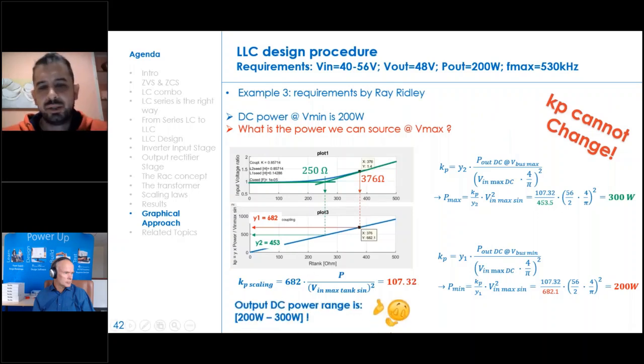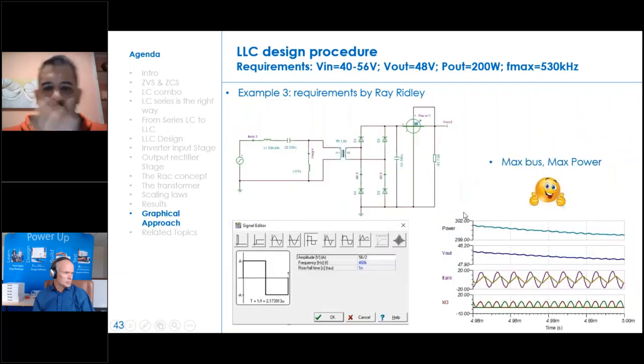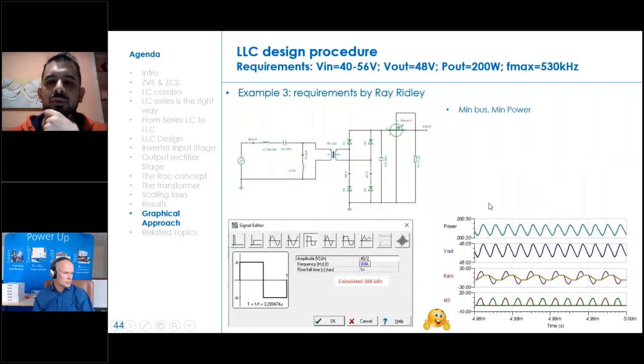So the output power range is this one. So here is the simulation at maximum bus, maximum power. You can see it's 300 watts. Perfect condition on both zero voltage switching and zero current switching. Let's move to the minimum bus.